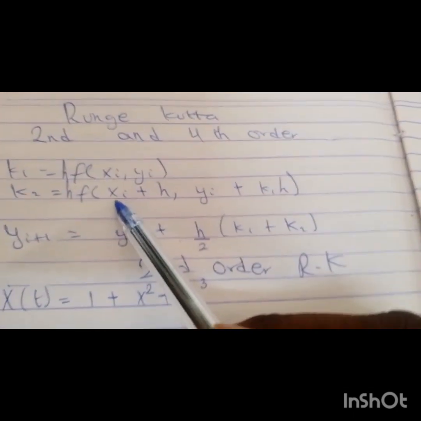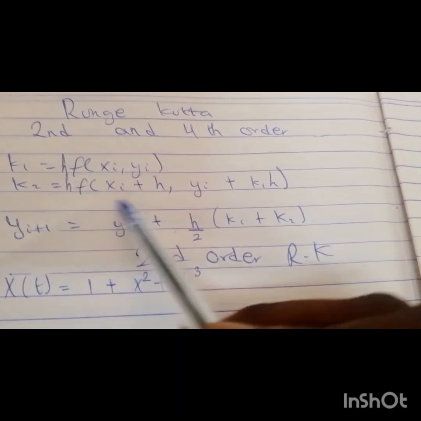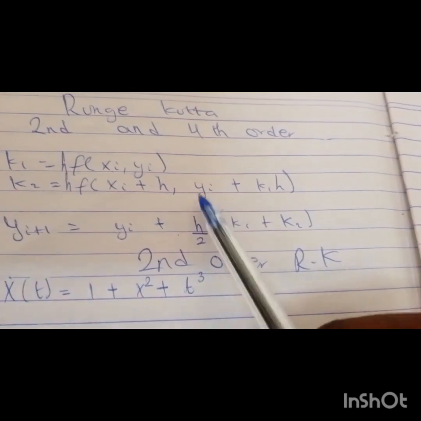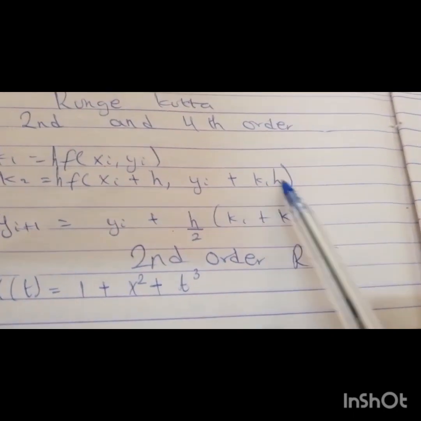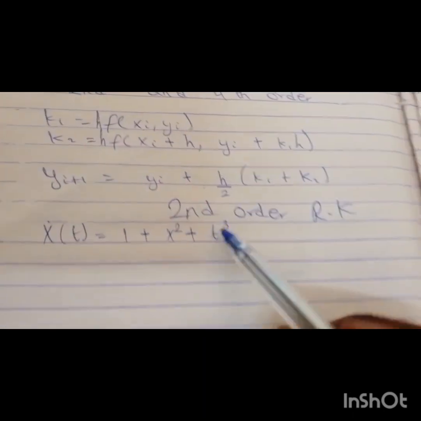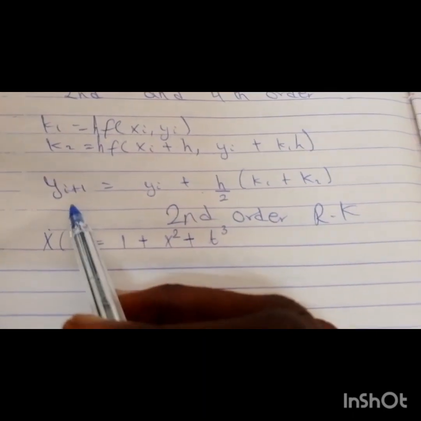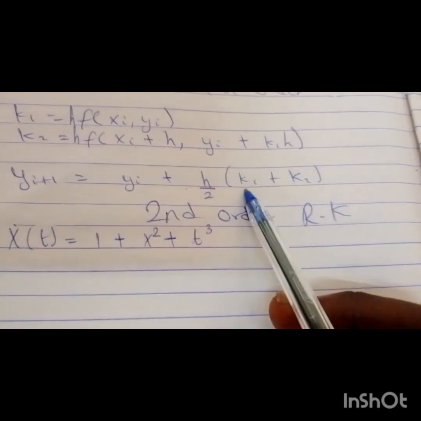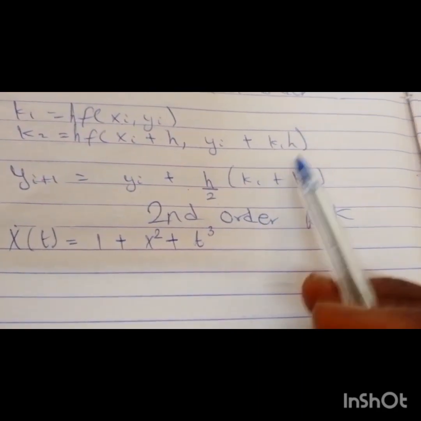So you have your xi, right, plus h. So you're just increasing the x component. Now over here, you're not just increasing the y component, you're increasing it by the k1. So you take k1 times h plus the yi. Alright, we'll explain this one in further detail, right? And then you have your y(i+1) equals yi plus h/2, multiplying your k1 plus k2, right?